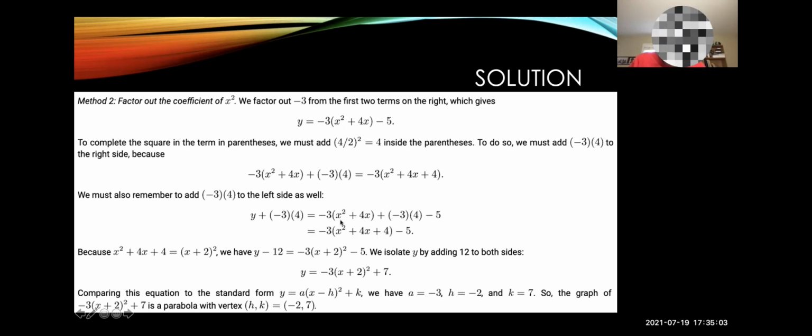So this is what your whole thing equals, and then you multiplied that over on this side too. And then you take your x squared plus 4, you simplify it to x plus 2 quantity squared. Then you expand this out. So y minus 12 equals negative 3 x plus 2 squared minus 5. And then what you do is you add that 12 onto this side, so you get the y by itself, and you get the same equation. This is just a much longer way of doing it, but I wanted to show it to you guys in case some of you did it this way.